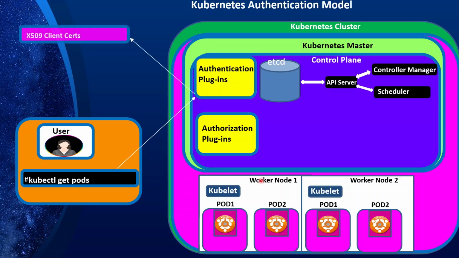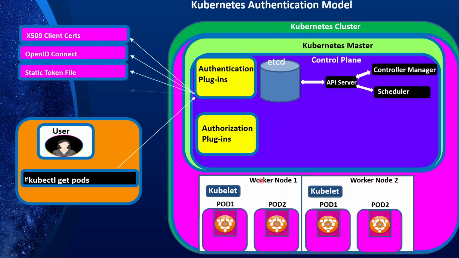For authentication, we have X509 client certificates, which is the default. We can also use OpenID Connect, or static token files, or webhooks. Let's go through each one of those. So these are the different methods of authentication.